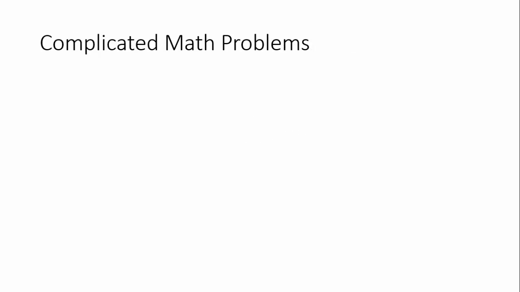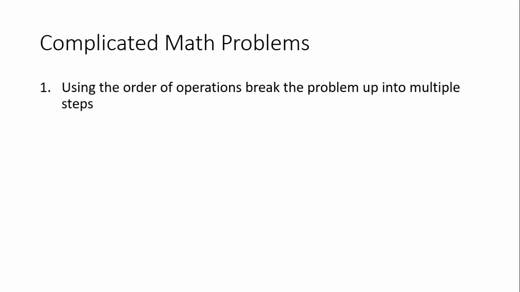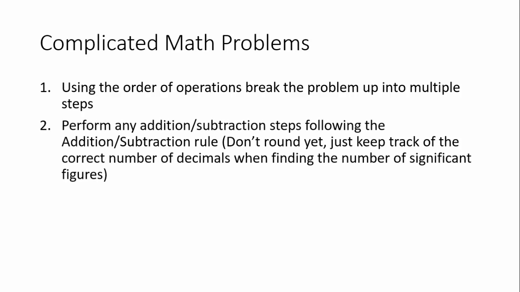Sometimes you are given a much more complicated problem that's not just addition or multiplication. Sometimes you'll have to use both. So in that case, we have certain rules to follow so that we can get the correct answer. First, using the order of operations, we break the problem up into multiple steps. Then we perform any addition or subtraction steps following the addition and subtraction rule. We don't round our numbers yet here, but just keep track of the correct number of decimals. We'll use that number of decimals later in our final answer to find the number of significant figures, so do not round, otherwise you'll get a wrong answer.